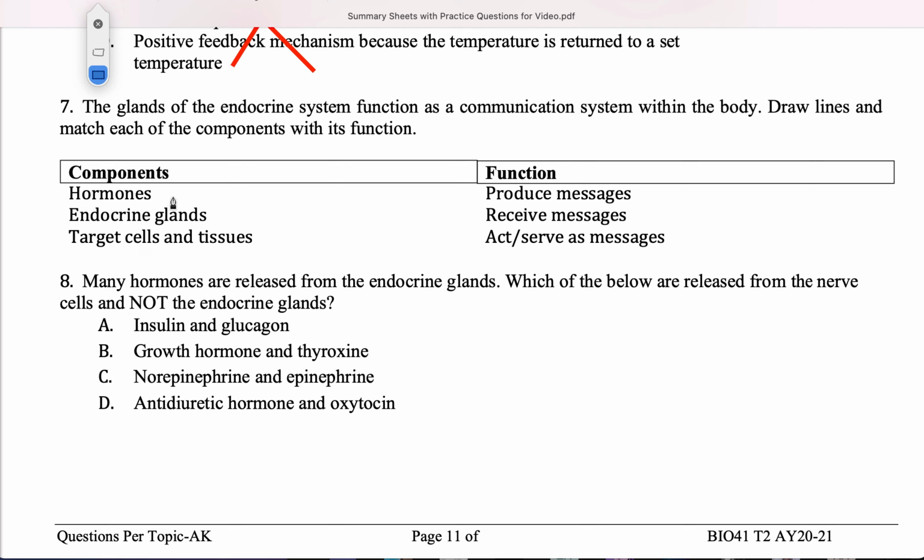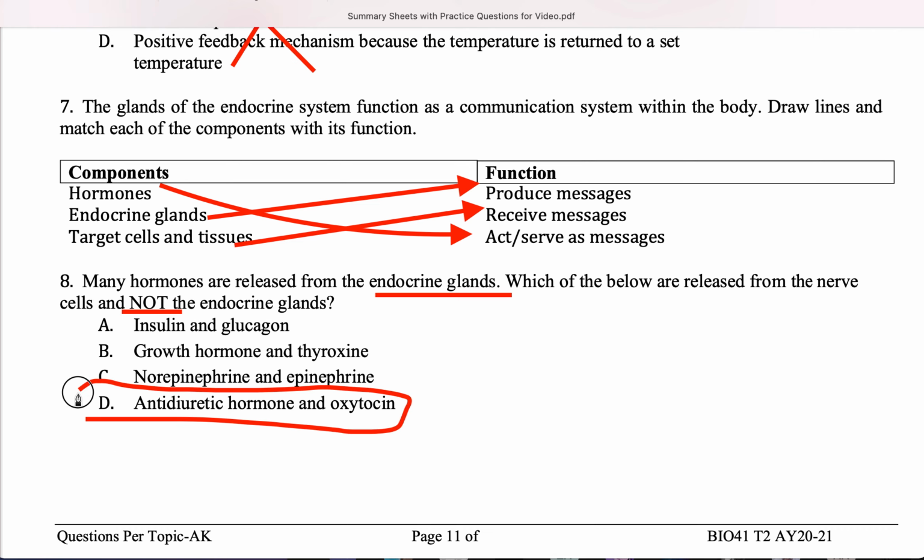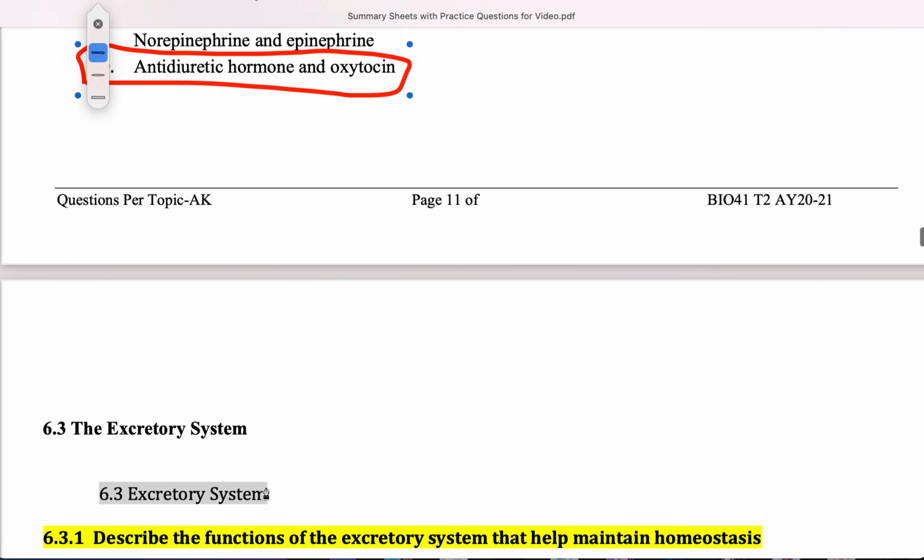Hormones, then endocrine glands, and then the target cells. So you have to label them, join them actually. So the hormones are basically messages. They are produced from the endocrine glands. So these produce the message, and then they act on the target cells. So this is over here. Many hormones are released from the endocrine gland. Which of the below is released from the nerve cells and not the endocrine gland? That is really very easy because this is the pituitary working over here. So this is the only hormone which is released from the pituitary.